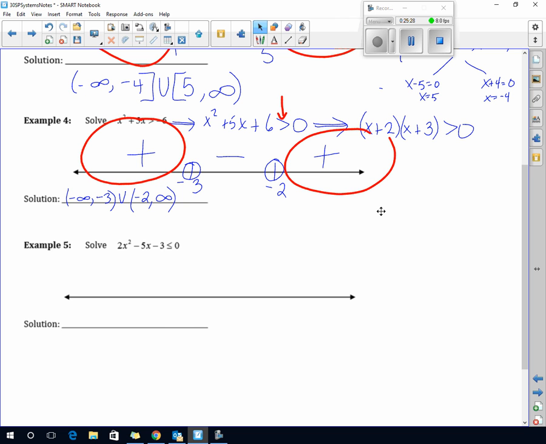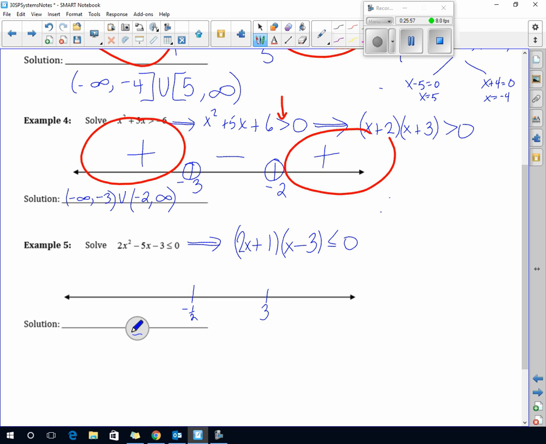2x and x, 3 and 1. I need a negative 6, so negative, plus. So did you get your zeros to be negative 1/2 and 3? Yeah, it's negative 1/2. Okay, so what's on the left of negative 1/2? Did you have a question? Okay, so on the left of negative 1/2.